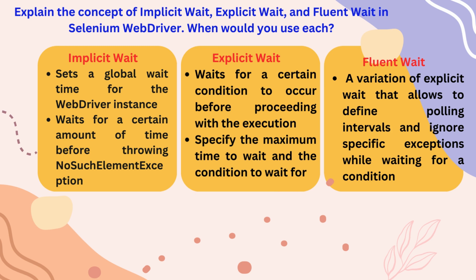Whereas the explicit wait waits for a certain condition to occur before proceeding with the execution. We can specify the maximum time to wait and the condition to wait for. The fluent wait, a variation of explicit wait, allows us to define polling intervals and ignore specific exceptions while waiting for a condition.